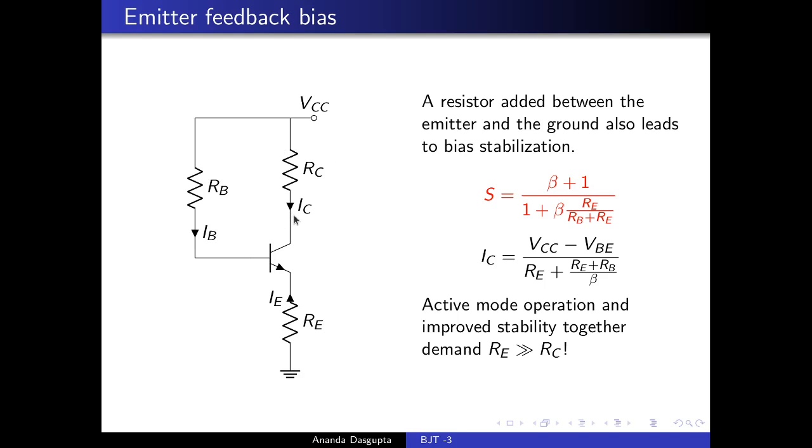So this resistance being much larger means a much bigger drop across this, and that will ensure that most of the voltage VCC is dropped across RE, and the voltage drop across RC is very small. Now that has two problems.